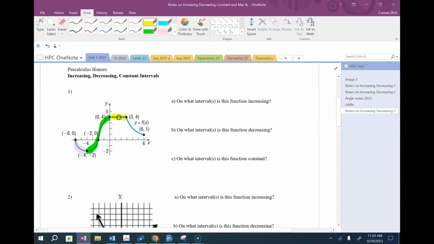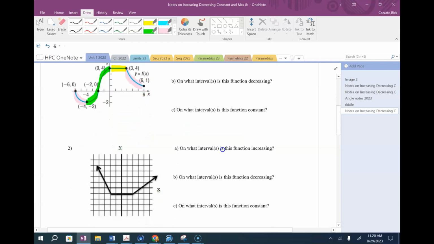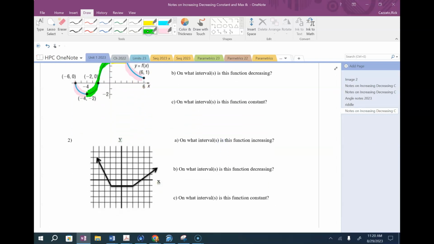The yellow piece is constant, and then this other pink piece is decreasing. So visually, the graph starts off with decreasing, then it goes to increasing, constant in yellow, and then decreasing. Just to make sure we're good on the visual here. Number 2, the green section is constant. The yellow section I just highlighted is increasing, and the pink section is decreasing because the slope is negative.